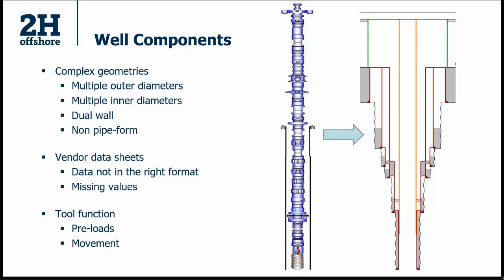Some of the complexities are involved in the tools themselves, like complex geometries. So we've got multiple outer diameters. We've got multiple inner diameters. Some of the tools are dual wall. It's quite common for these tools to have atmospheric chambers in them or cylindrical pistons. Quite often, sometimes the tools are even not pipe form, so that can be complex. When we look at the data for these tools, the data might not be in the right format. It's quite common to get things like maximum annular pressure or maximum tubing pressure ratings. And what we're really looking at from a tubular design package point of view is a differential pressure.